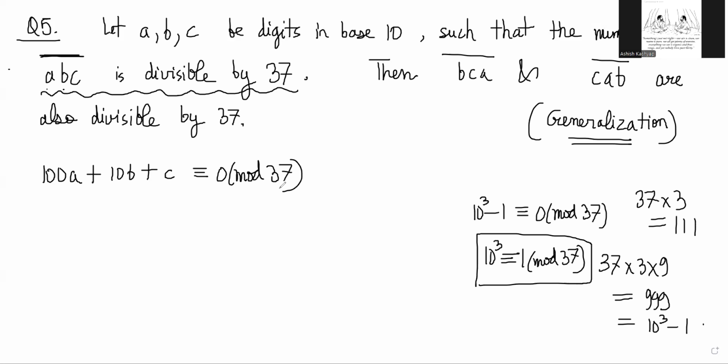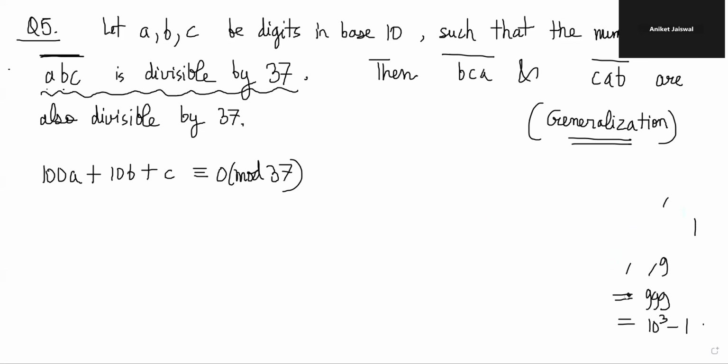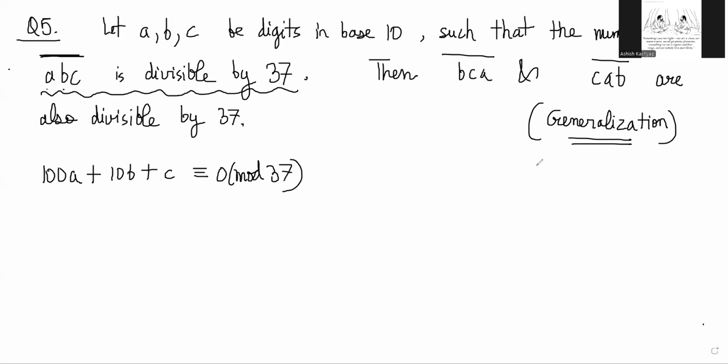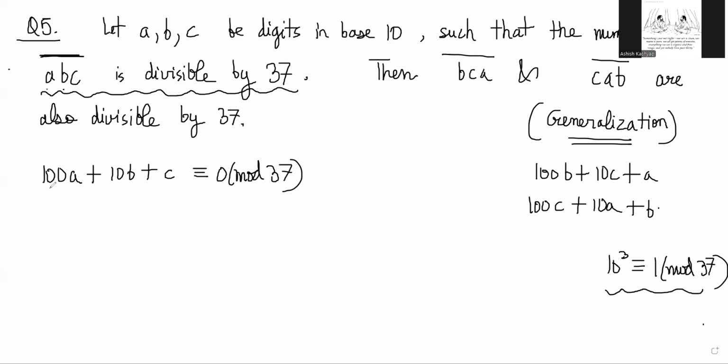So what can we do with that? And later we have to prove about 100B plus 10C plus A and 100C plus 10A plus B. And we have just now seen that 10 cube is 1 mod 37. So obviously we need 1,000 somehow. Multiply this by 10.